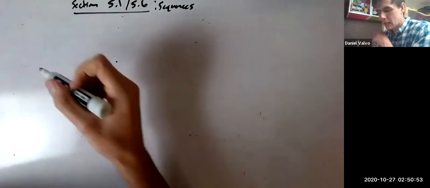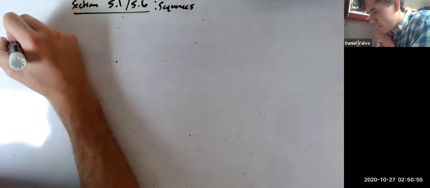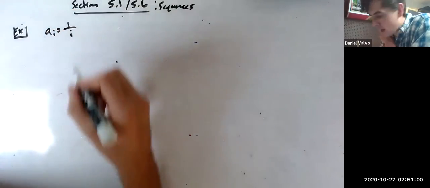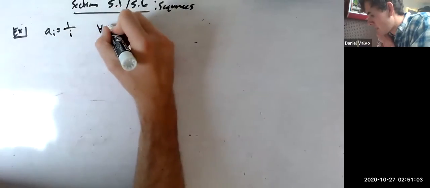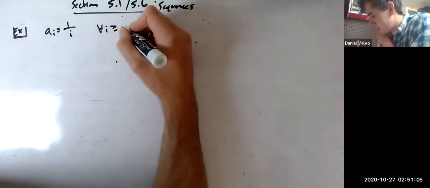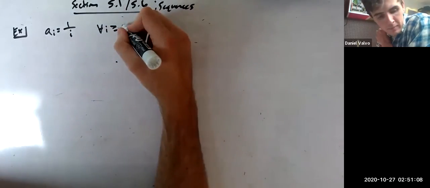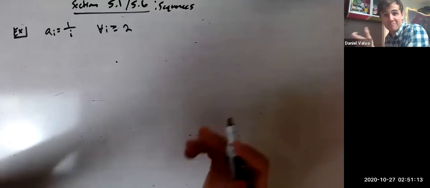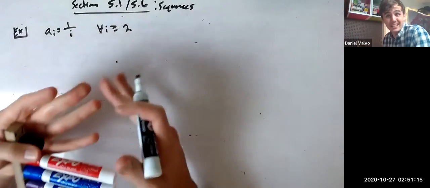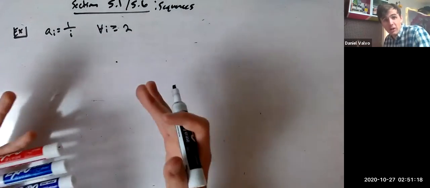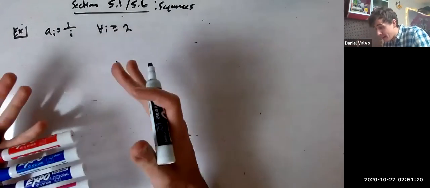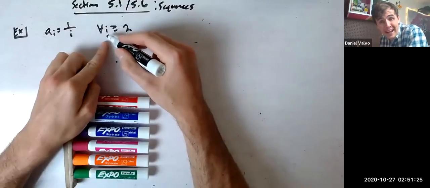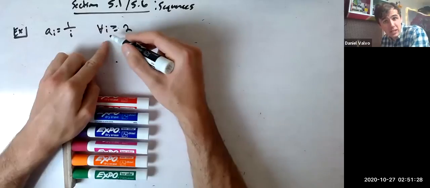So an example would be if AI equaled 1 over I for all I greater than or equal to 2. This is a sequence. This is the explicit form of a sequence. This describes a sequence. It's just as good as writing the sequence down. In fact, better, because this is just for all I greater than or equal to 2. There is no upper bound on the I. That means this is an infinite sequence, just keeps going.